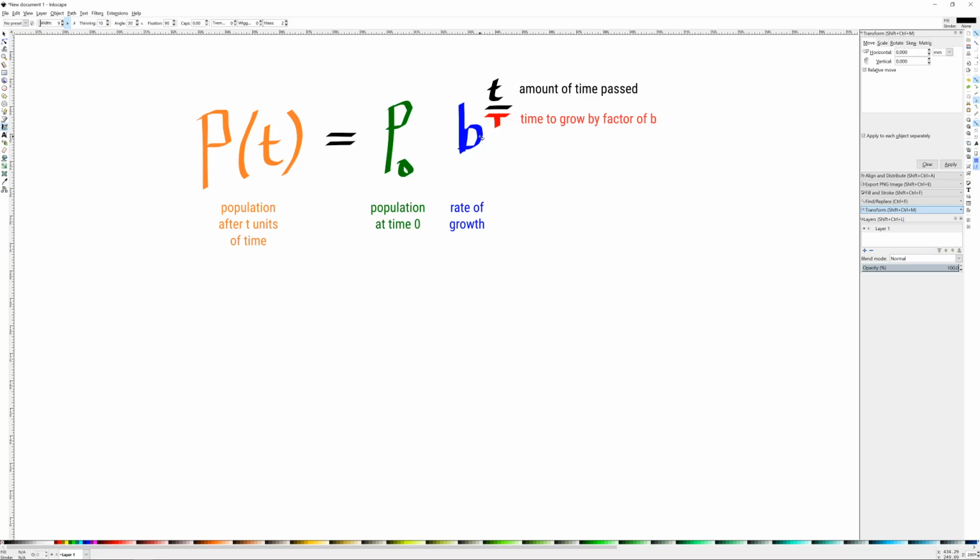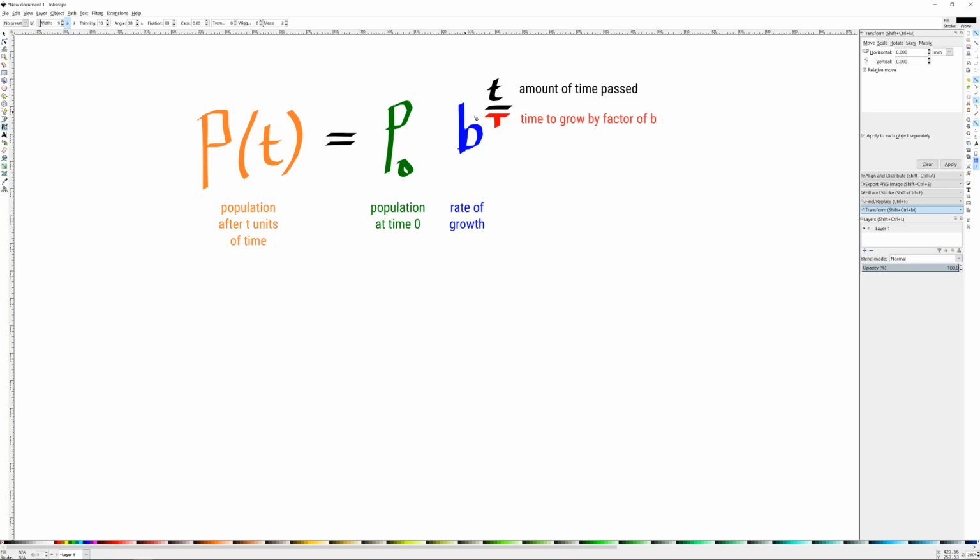An exponential function is a function where the variable, in this case time, t, is in the exponent. So it's a number like 2 or 3 raised to some variable amount of, in this case, time. What that means is that you're going to have some starting amount of something, and then you're going to multiply it by a number so many times.